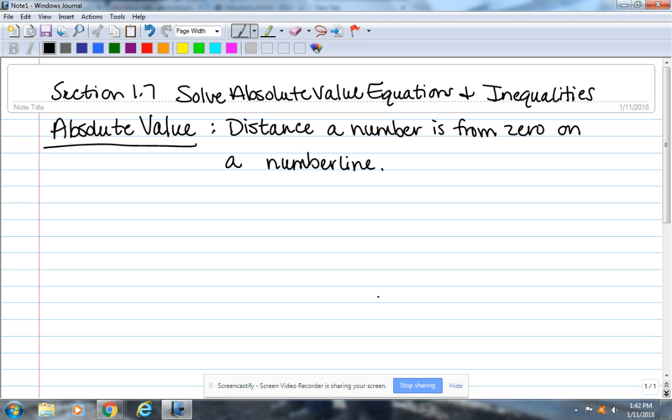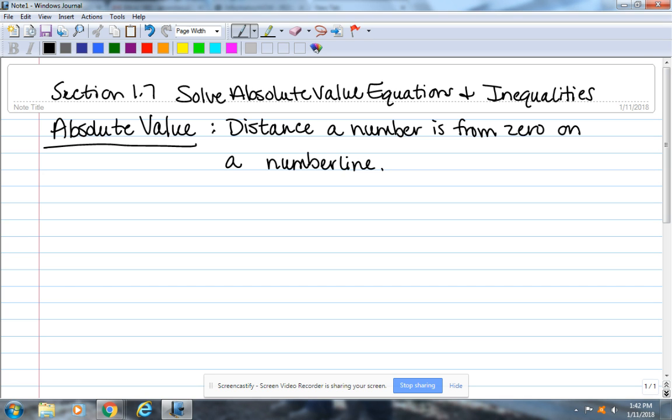So if an absolute value is a distance, can an absolute value ever be negative? If I get in my car and I drive, do I ever drive a negative distance? No. Okay? Anything that's a distance cannot be negative. So therefore, an absolute value of something can never be negative.